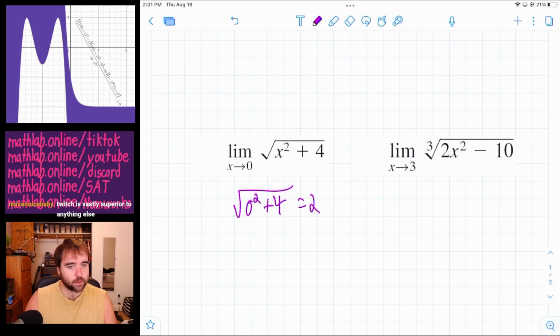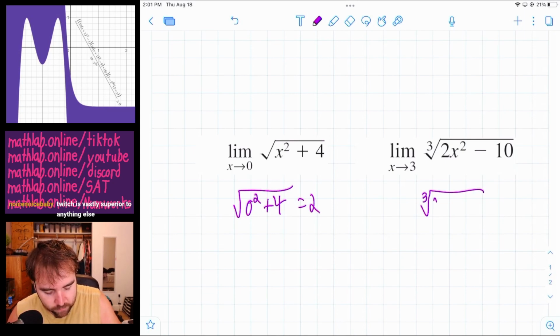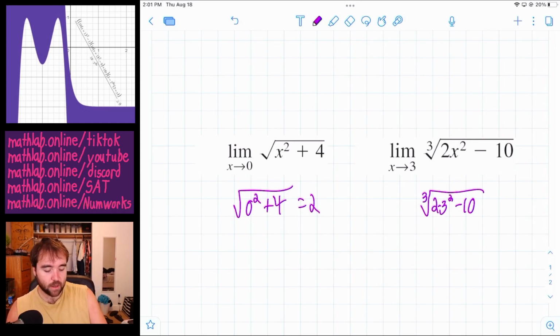And we're going to do the same thing on the right side. We're going to plug in 3. So we're going to do the cube root of 2 times 3 squared minus 10. So what's that? 3 squared? 9. 9 times 2, 18. 18 minus 10, 8. Cube root of 8, 2. And so we get 2. So the answer to both of these things is 2.